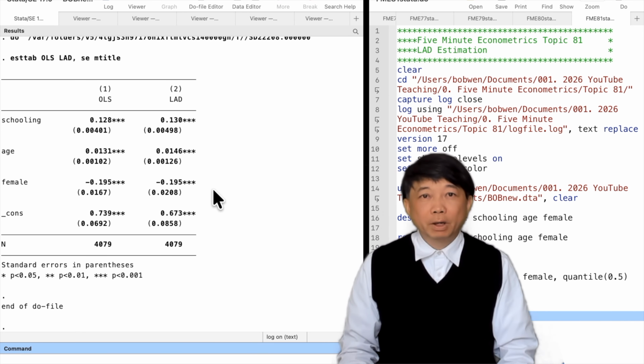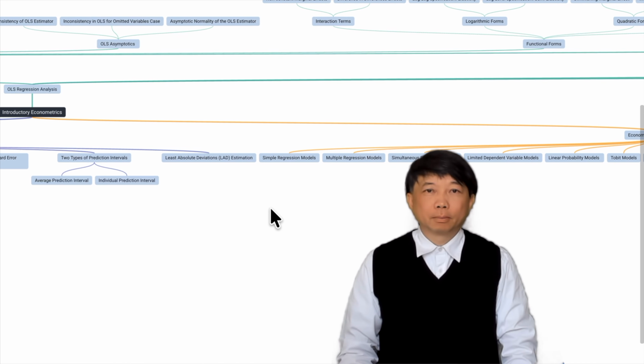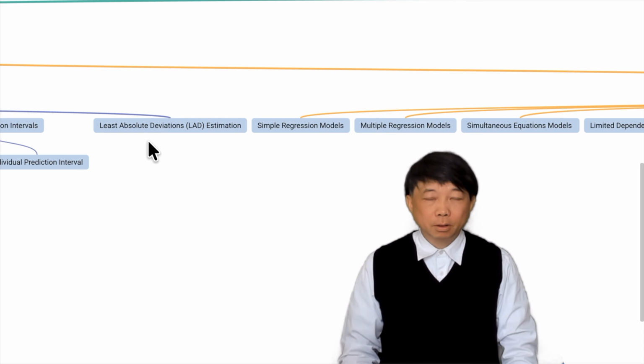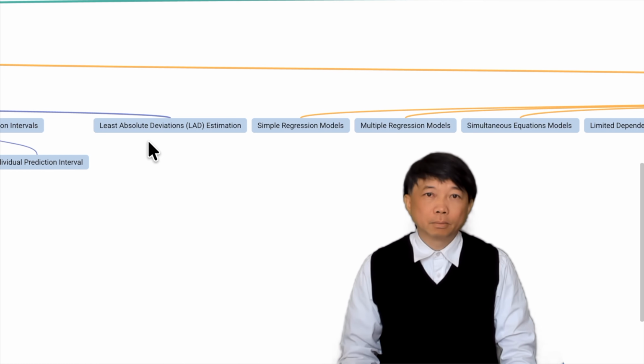The least absolute deviations LAD estimation method minimizes the sum of the absolute residuals. This method is more robust to extreme observations compared to OLS. The LAD estimation method is an important alternative to OLS, particularly useful for data that follow a long-tail distribution. The OLS estimate represents the average effect, while the LAD estimate represents the median effect.